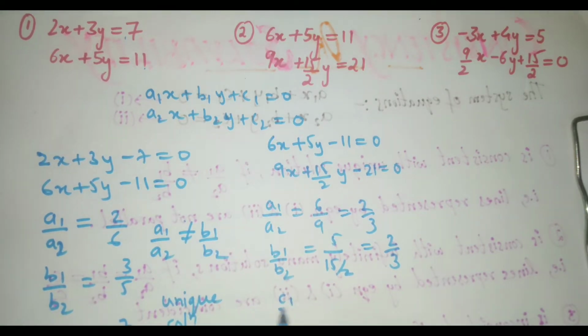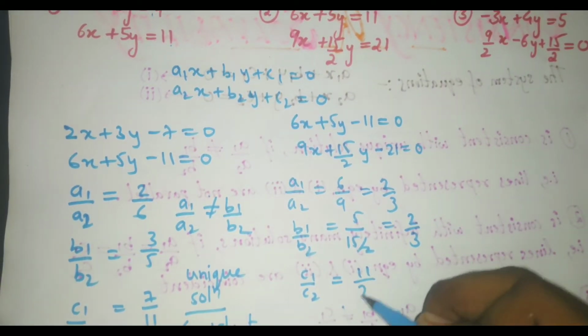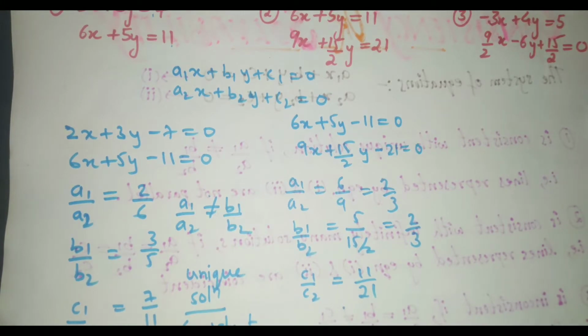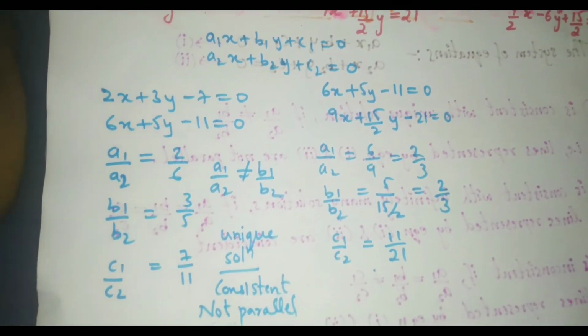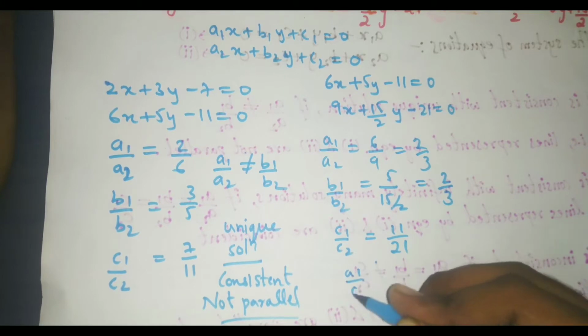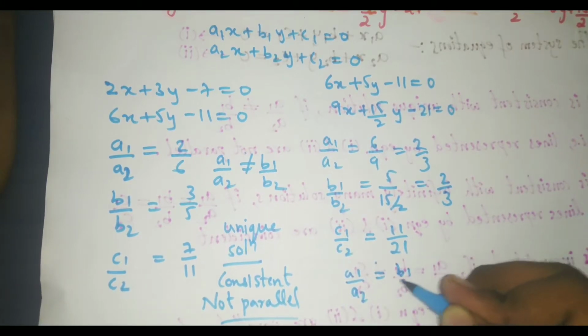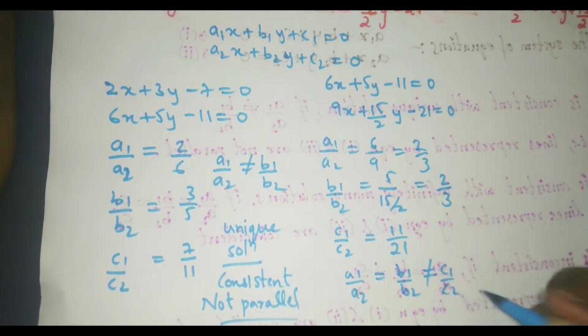Then do c1 by c2 also. You can see c1 by c2 is nothing but what? 11 by 21, right? So 11 by 21. So you can see over here a1 by a2 is equal to b1 by b2. In this case it is equal to b1 by b2, but it is not equal to c1 by c2. So in this case we can say that a1 by a2 is equal to b1 by b2, fine, but it is not equal to c1 by c2.